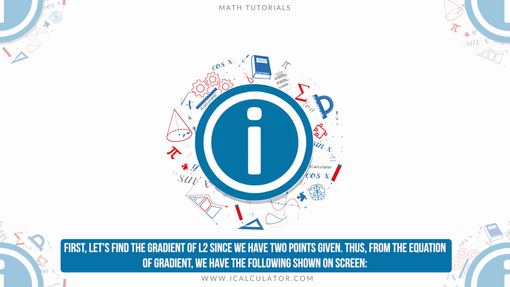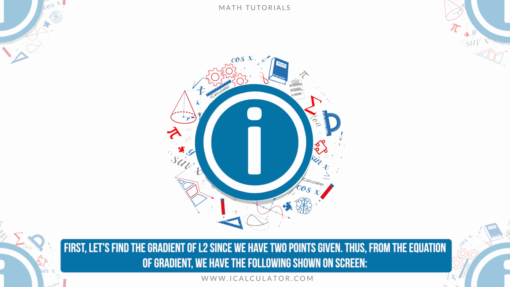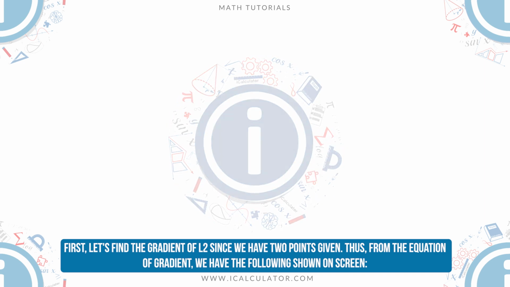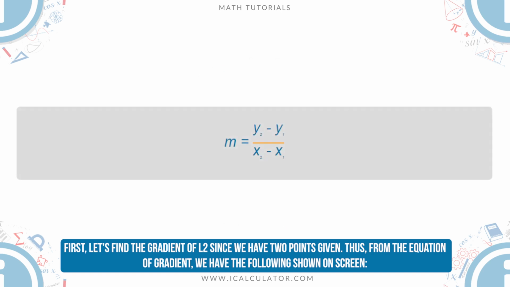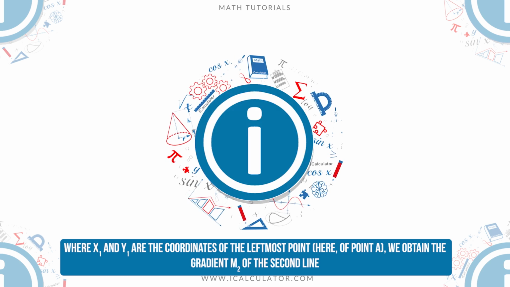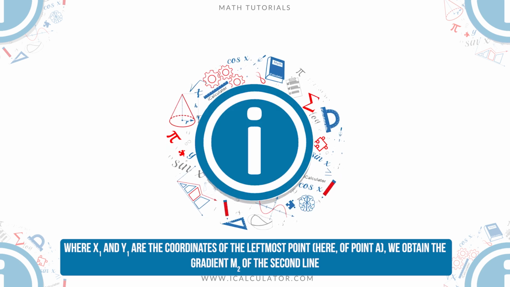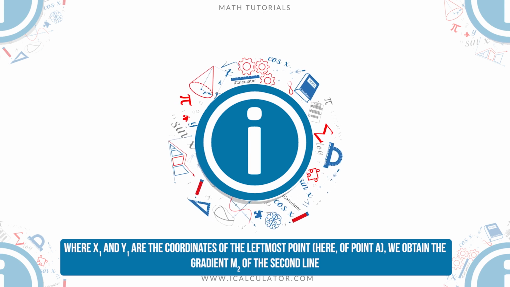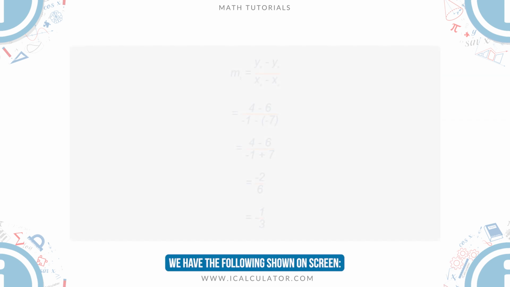First, let's find the gradient of L2 since we have 2 points given. Thus, from the equation of gradient we have the following shown on screen, where x1 and y1 are the coordinates of the leftmost point, here point A. We obtain the gradient m2 of the second line. We have the following shown on screen.